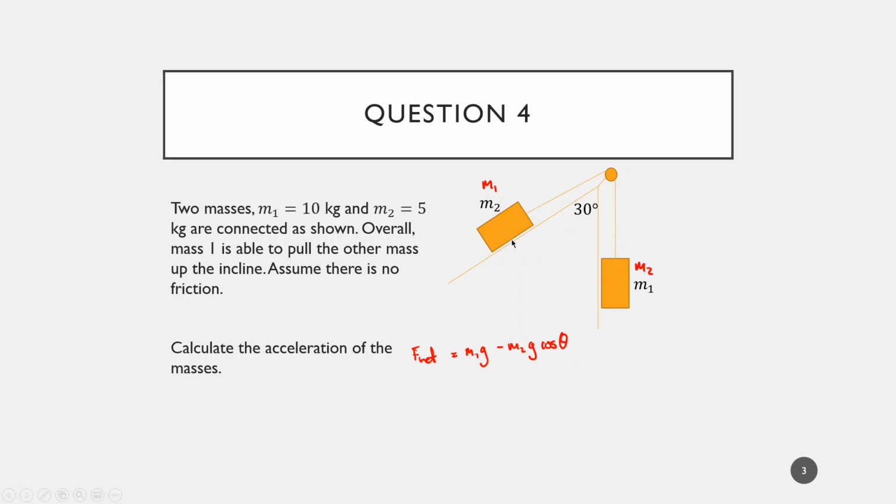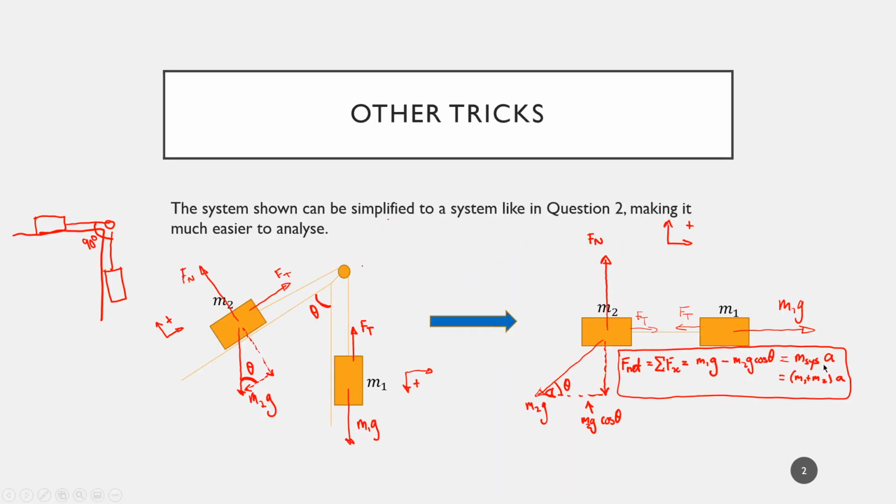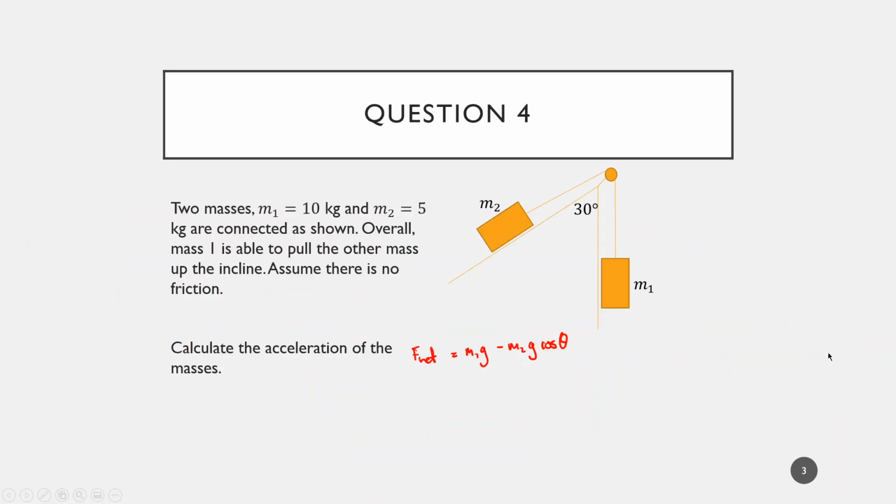Okay, but you can ignore them. And our net force is equal to the mass of the system, m1 plus m2, times the acceleration. Okay, now our job here is to calculate the acceleration of the masses. So we're just solving for A.